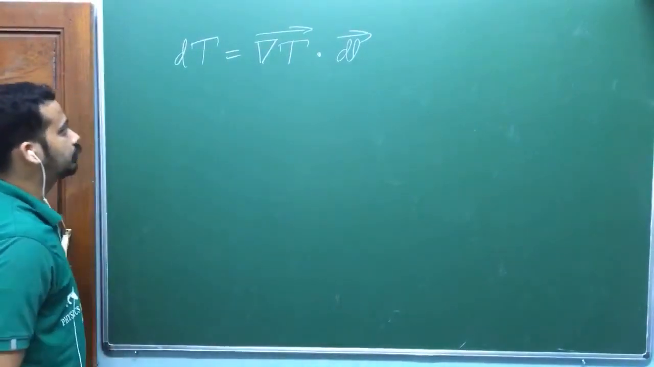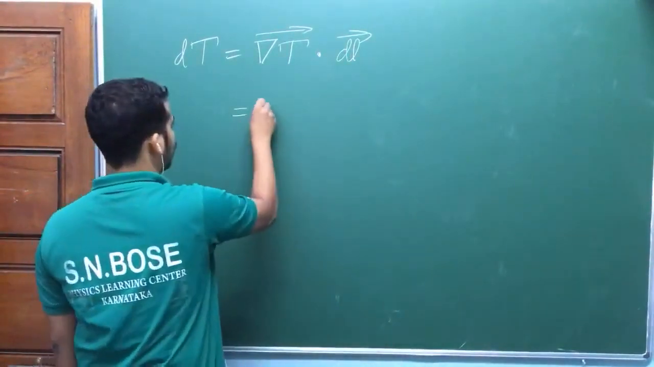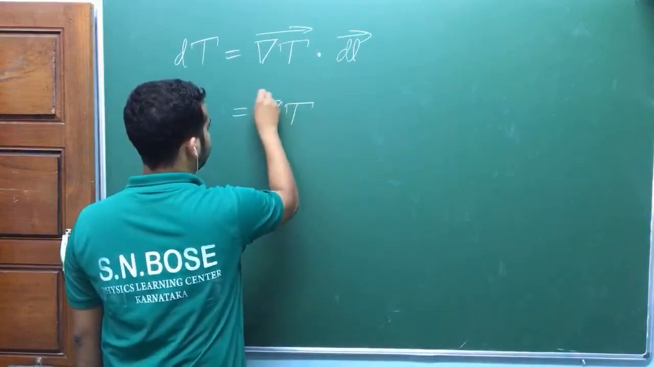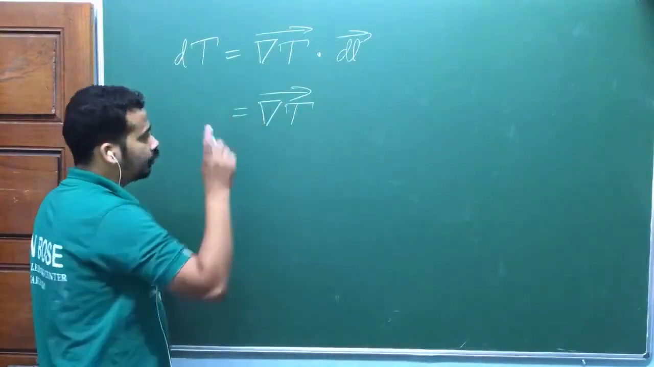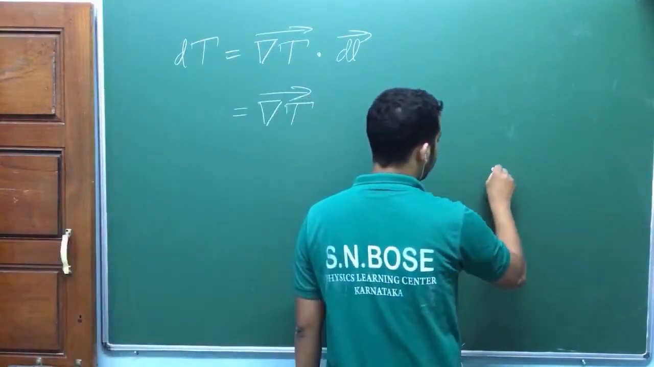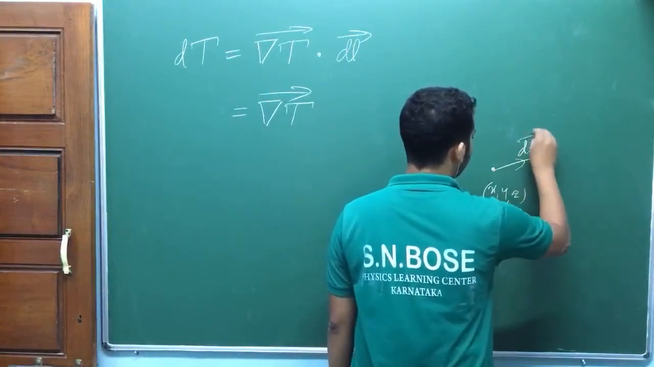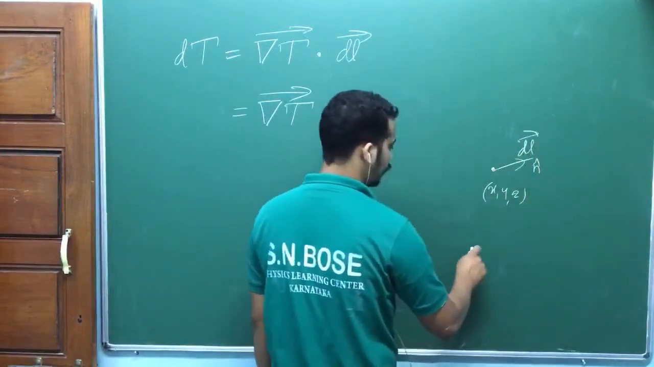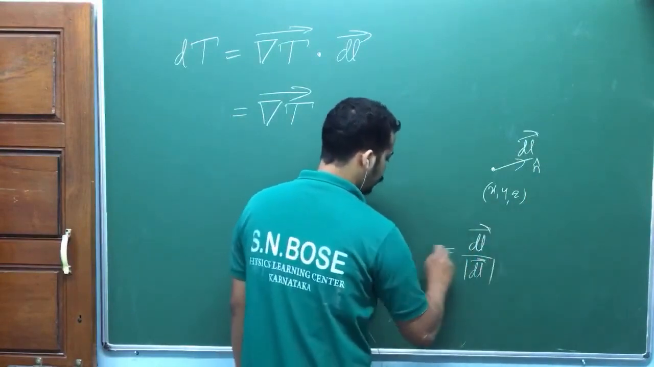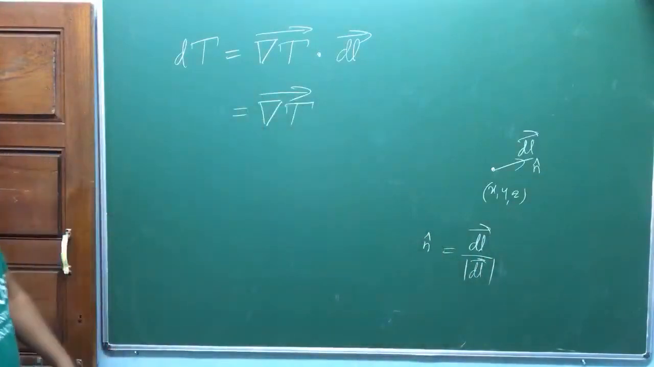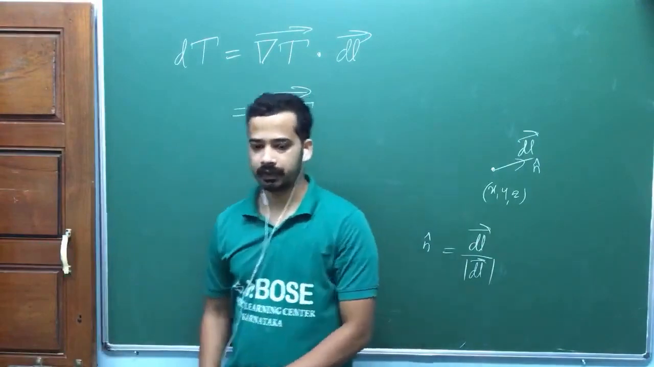So what you can do here is, look, this dl is any arbitrary displacement. We can write del T. Suppose this is my point x, y, z, and this is my dl vector. I'm going to define a unit vector along the dl vector direction: dl vector divided by mod dl vector. Along the direction of your displacement, define a unit vector.